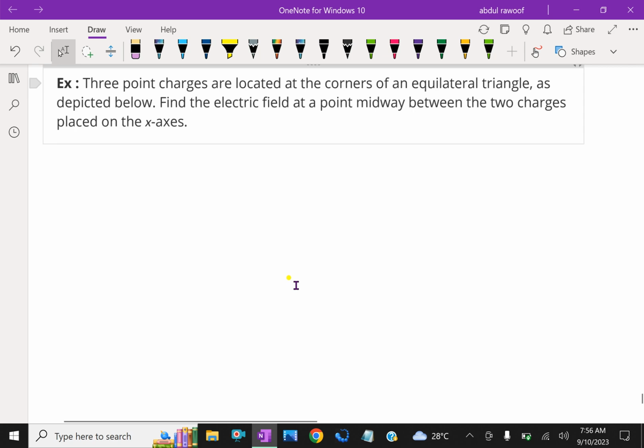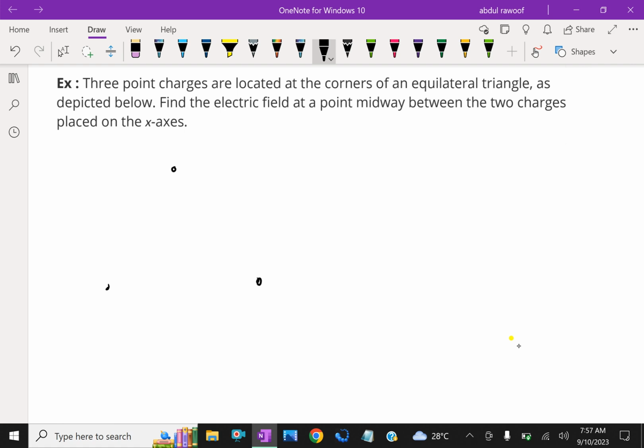Next question. 3 point charges located in an equilateral triangle. Here, 3 point charges are located at the corners of an equilateral triangle as depicted in the figure. Find the electric field at a point midway between the two charges placed on the x-axis. Here is the 3 charges located like.